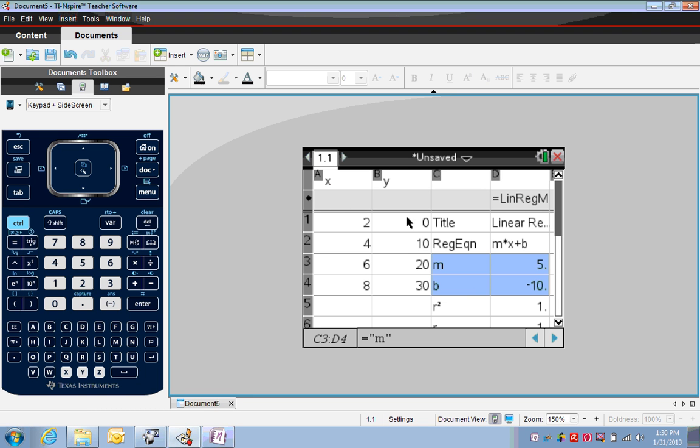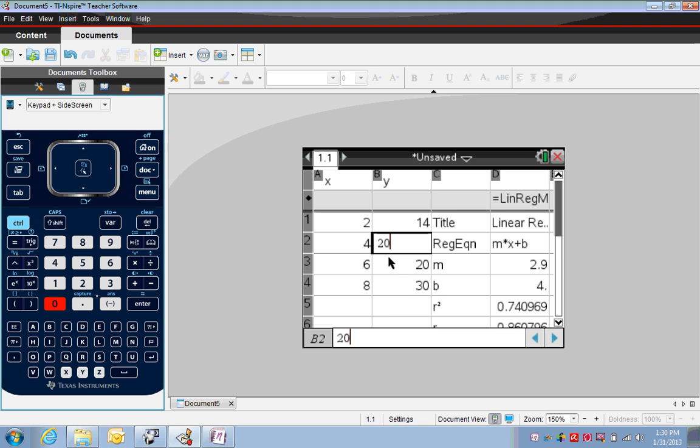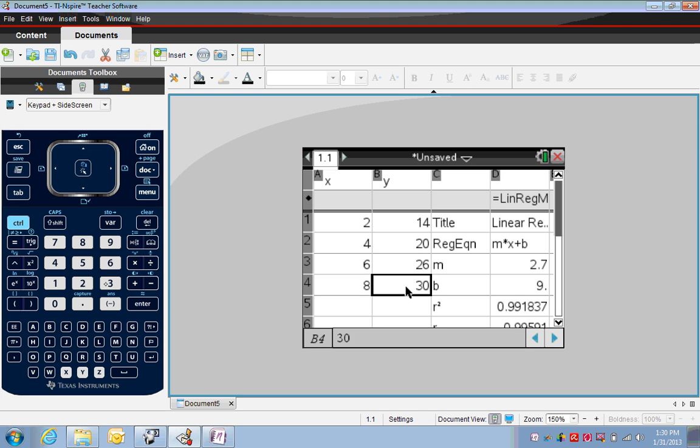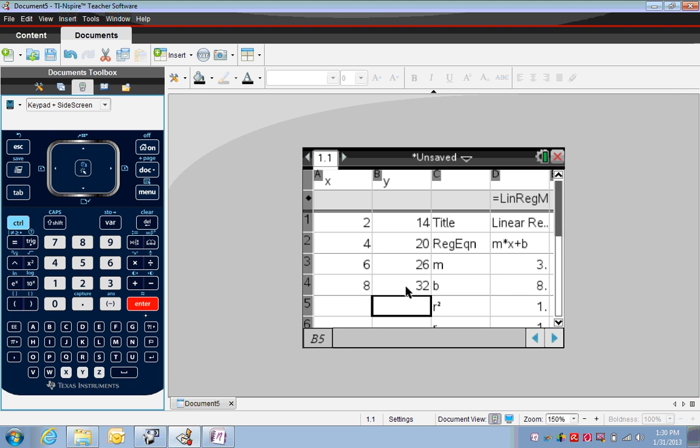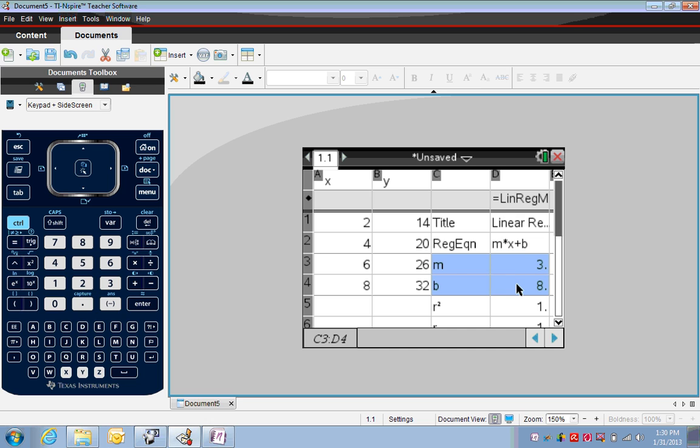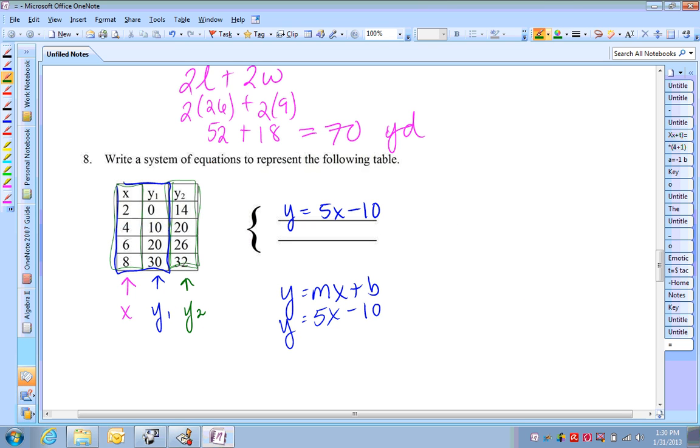So I'm going to go to my calculator, and the X values stay the same, but my Y values are what's changing. So I just type over my old ones, 14, 20, 26, and 32. And if you notice, it automatically changes my m and b values. So my m value here is 3 and my b value is 8.